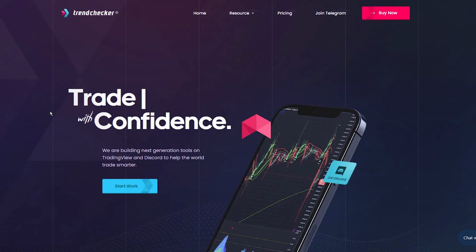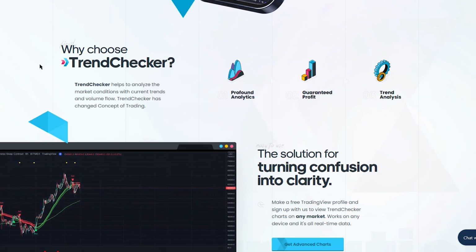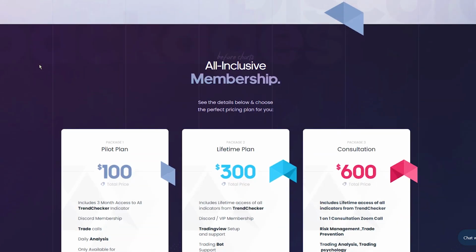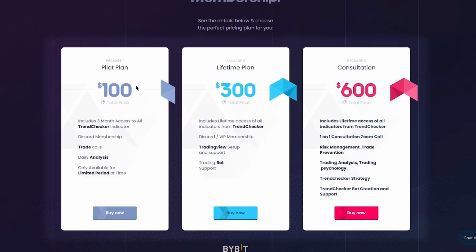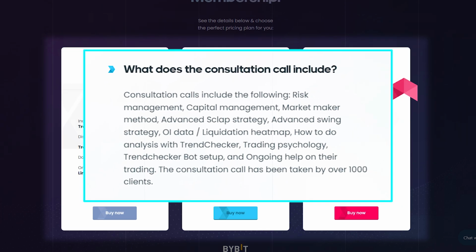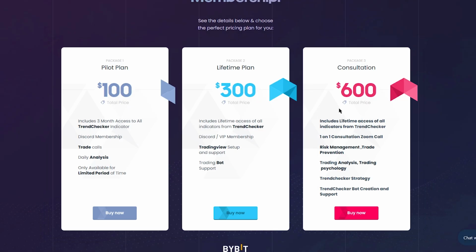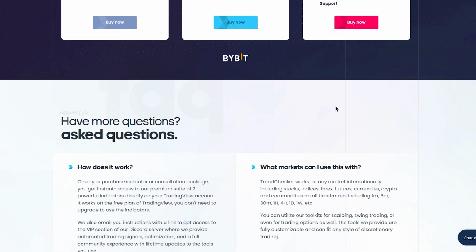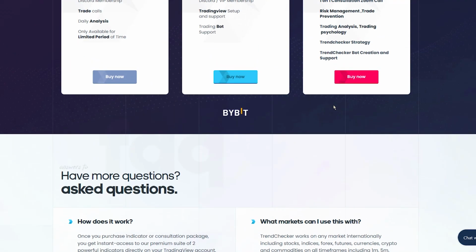The indicator we will be testing out is the Trend Checker indicator. The Trend Checker is one of the cheaper premium indicators with packages ranging from $100 to $600 depending on if you would like VIP membership or consultation calls, which include teachings about risk management, OI data, and many other topics. The Trend Checker package consists of two indicators, Trend Checker A and Trend Checker B.